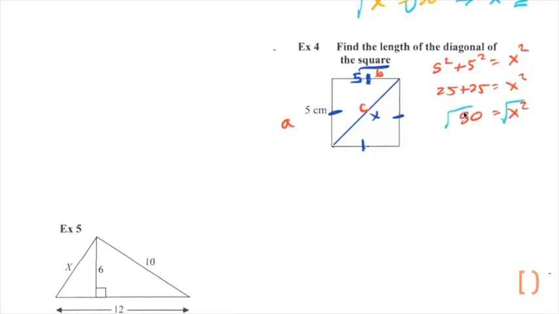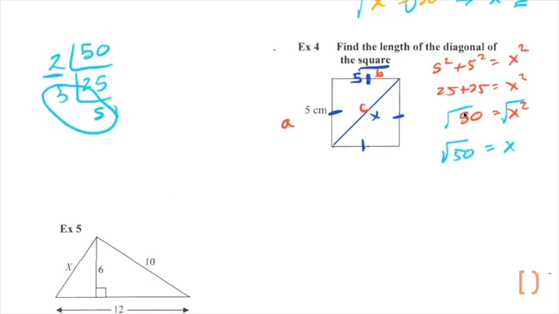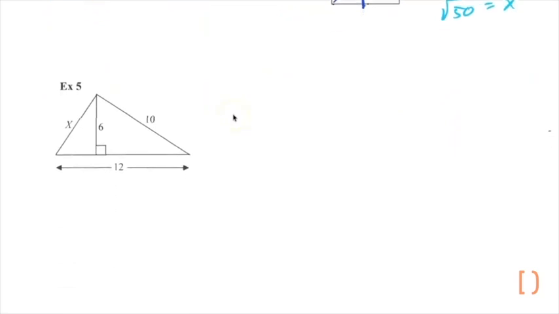Square root both sides. Now you could leave this, but it will be a little off. You want to simplify it. So let's try to simplify 50. I do upside down division. So 50 divided by 2 is 25. 25 divided by 5 is 5 and 5. I have a pair of 5s and the 2 gets left over. So this is just going to be 5 square root of 2. That's what our x is, 5 square root of 2. Okay, last problem. Let's find x here.